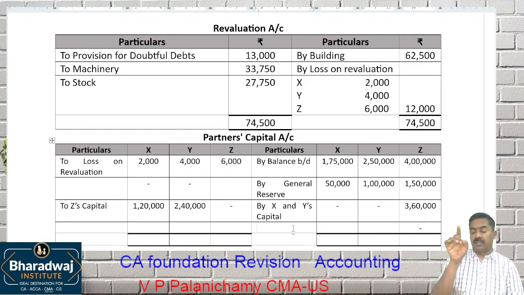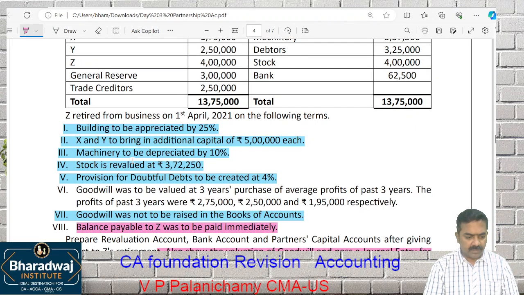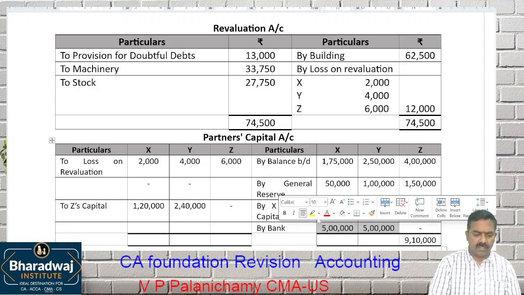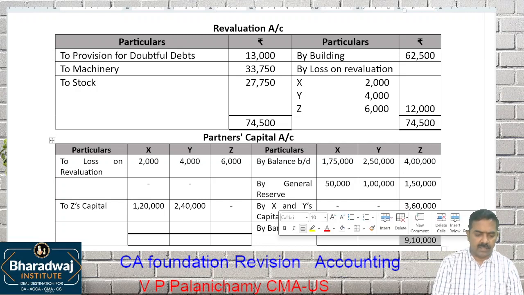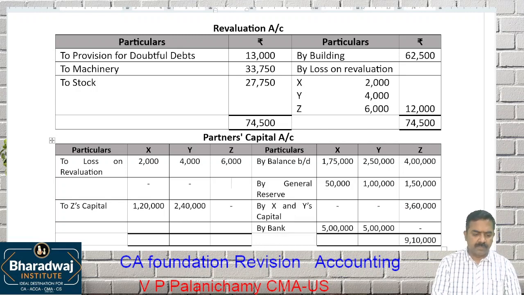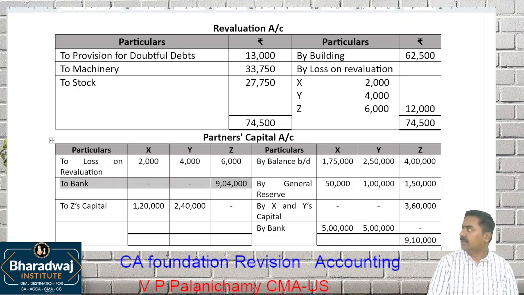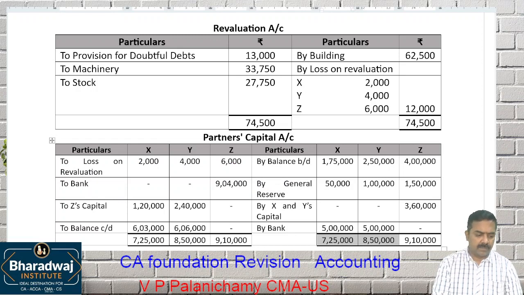Not only that, look at X and Y bringing in money. Look at point number 2. They are bringing in how much? 5 lakhs each. So by cash or bank, they are bringing 5 lakhs each. What about amount due to Z? It is paid immediately, so tally it. 9,10,000 minus 6,000. How much do you have to pay? 9,04,000 to bank account. It is paid immediately. This 9,04,000 is paid immediately. Of course, for the others, the balance will continue.